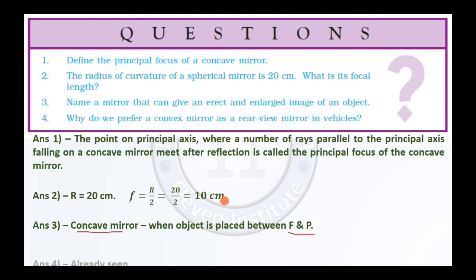Fine. And answer number 4, we have already seen. Just now we have written, why do we prefer a convex mirror as a rear view mirror in vehicles? So answer number 1 you already have. Answer number 4 also you already have. I request you to write this answer number 2 and 3 in your CW. These are textbook questions. These are important for completing the CW in schools also. So just write this down. Answer number 2 and answer number 3. And in case you wish to write all 4 in number, you can write that also. Please pause the video and write this down.